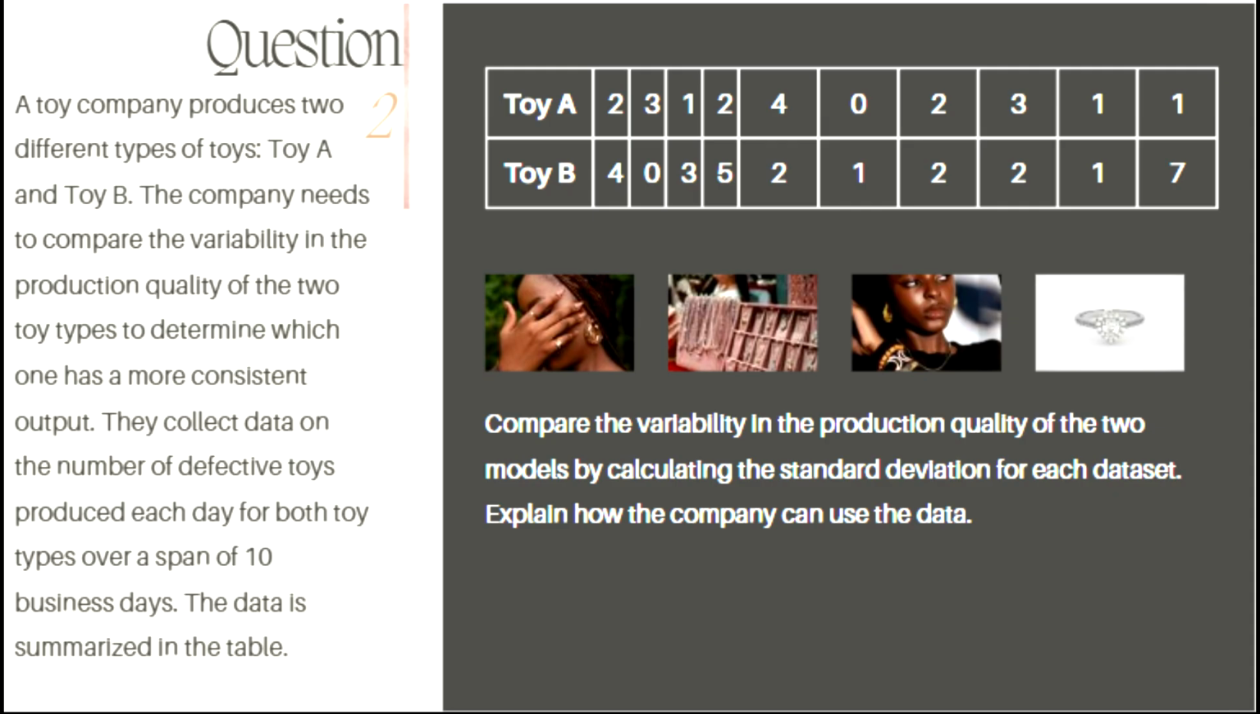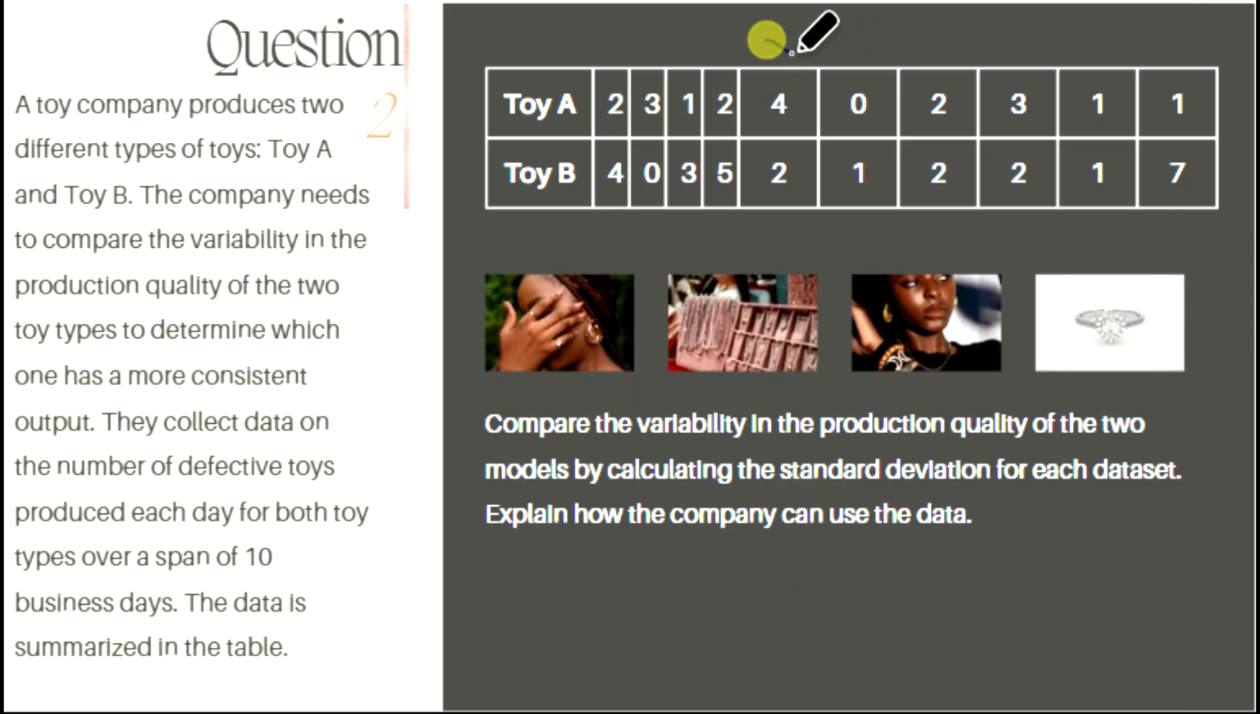Here's question number 2. A toy company produces 2 different types of toys, toy A and toy B. The company needs to compare the variability in the production quality of the 2 toy types to determine which one has a more consistent output. They collect data on the number of defective toys produced each day for both toy types over a span of 10 business days. The data is summarized in the table. Compare the variability in the production quality of the 2 models by calculating the standard deviation for each data set. Explain how the company can use the data. So pause the video, figure it out, come back.